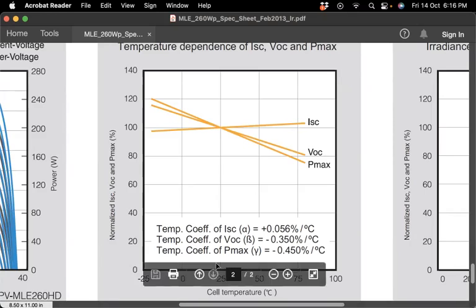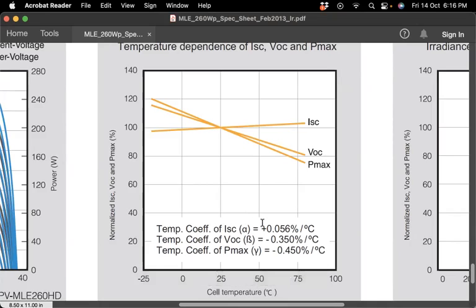So, as you can see, alpha, the first parameter, is a positive parameter, which means that the higher the temperature, the higher the current, because this alpha describes the rate of change of current per each degree Celsius. So when you increase your temperature by 1 degree Celsius, your current will increase by 0.056%. So if it's 10, it will become 10.0056 ampere. If it's 100, it will become 100.056 ampere, and so on.